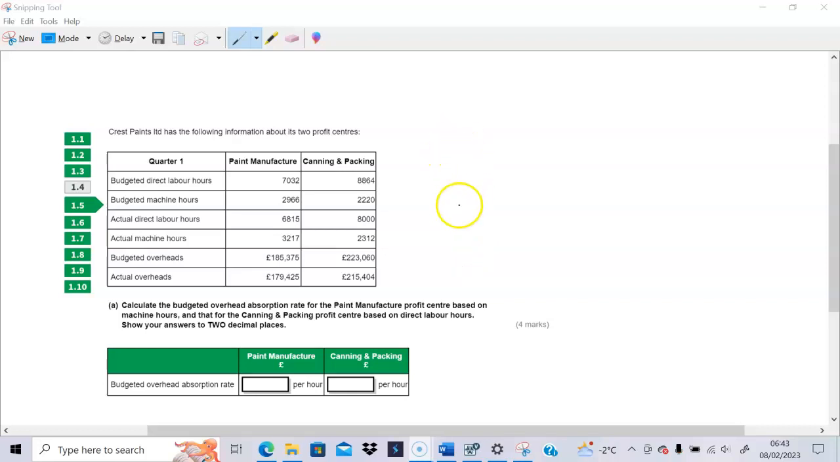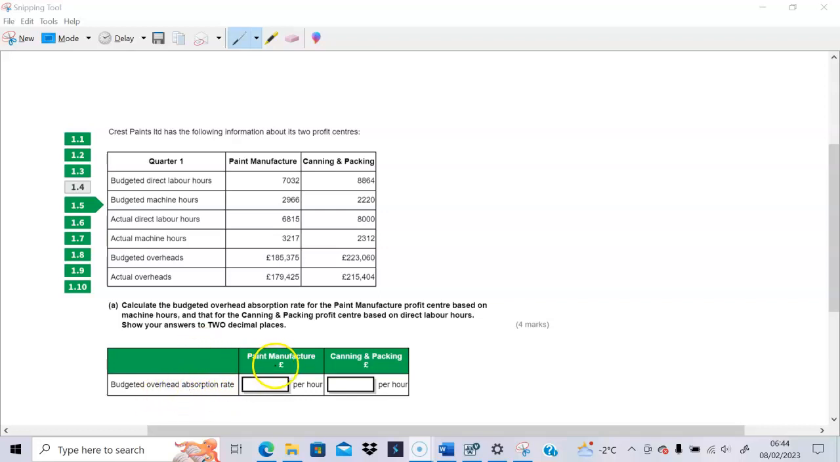Right, 1.5 is a classic question about budgeting. At the beginning of your business, you will come up with a budgeted overhead absorption rate, based on your budgeted figures. The examiner will guide you as to what's driving the overhead, because this is to do with trying to include a portion of overhead into your product.